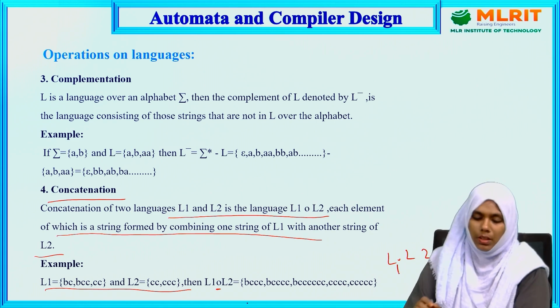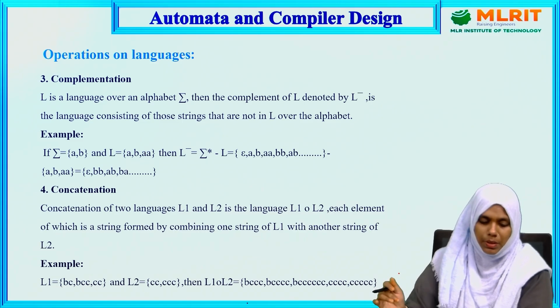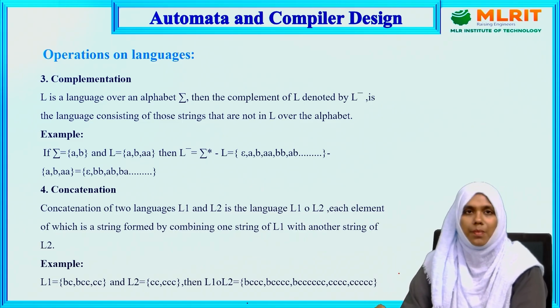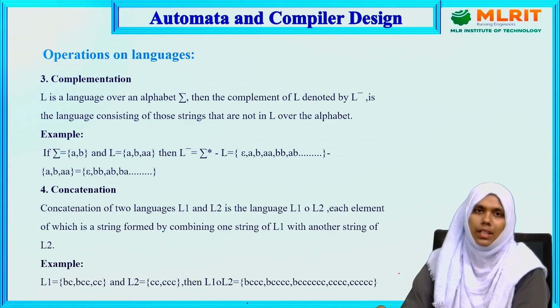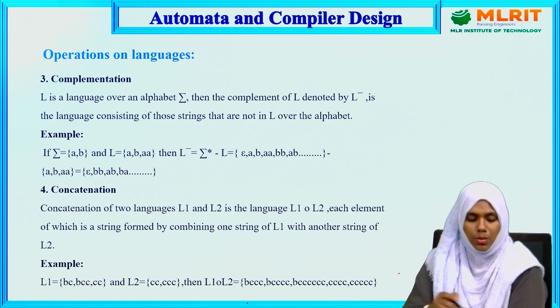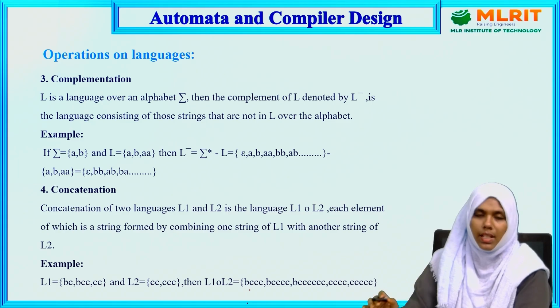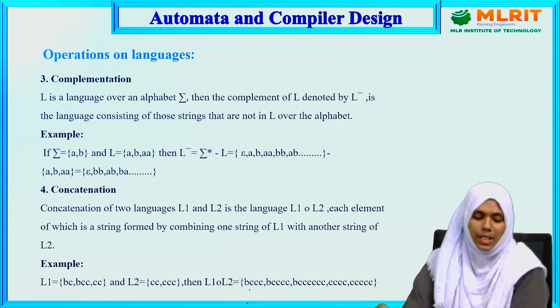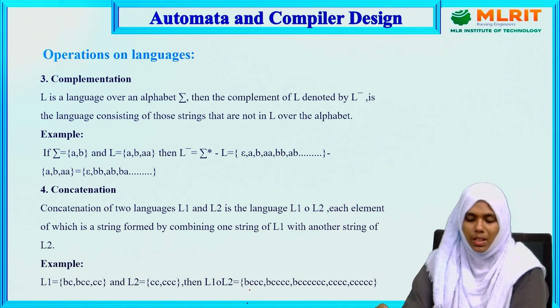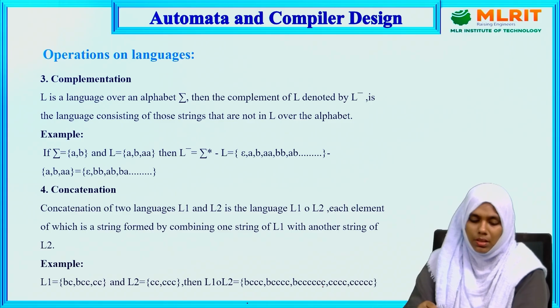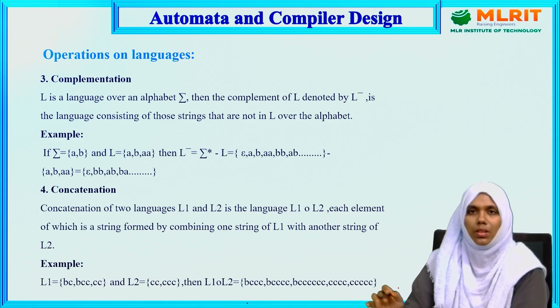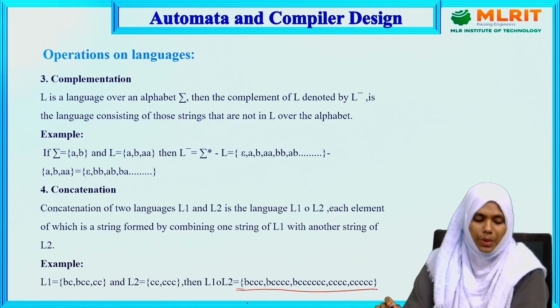Next we'll see an example. L1 is given as B, BC, BCC, and L2 is equal to CC, CCC. So when we want to combine L1 dot L2, how can we write it? We have to multiply them. Here it is 2, here it is 2. When we write the operation, we get the answer like this: B triple C, then B four C's, B six C's, then CCC, and so on. This is the answer when we do the concatenation.